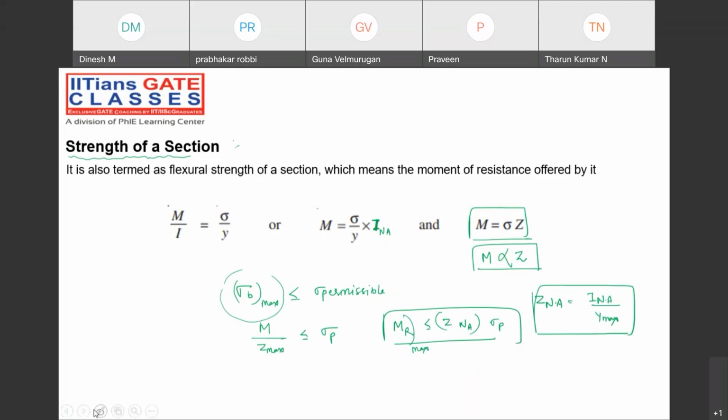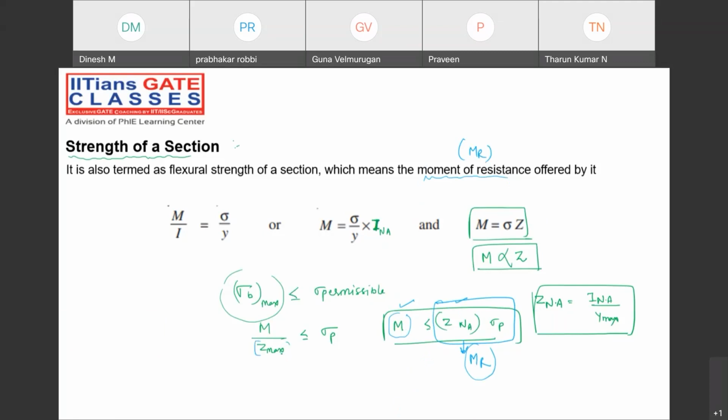Not this one. Now tell me, left hand side or right hand side, which is the moment of resistance? Now there is a logic. Which one will be the moment of resistance? Tell me, guys. This one or this one? If I'm saying the moment of resistance offered by that body, this together we call moment of resistance. Whatever external moment you are applying must be less than the moment of resistance. Otherwise, your material will fail.